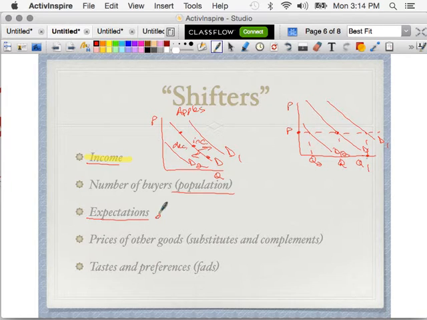Expectations of future price. If you expect the price of apples to increase in the future, the demand would go up here in September. If you expect the price of apples to go down in the future, you would not buy them now, and the demand would drop from D to D2. Price of other goods, substitutes and complements.